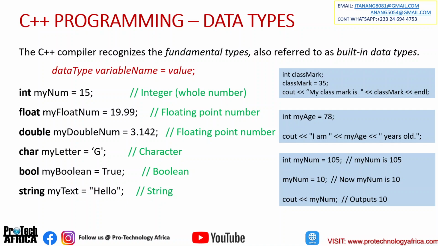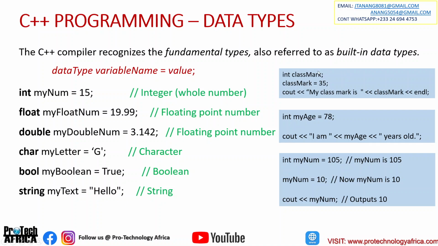And then we also have string, myText. A string basically contains sets of characters. So we have groups of characters, and here we have the word Hello. So Hello is the value, and the variable name is myText, and the data type here is a string.